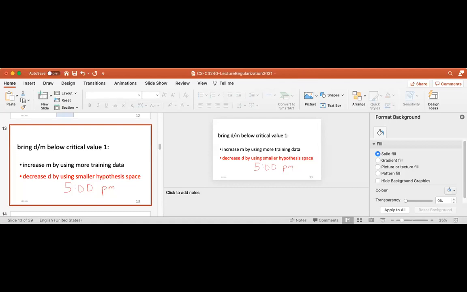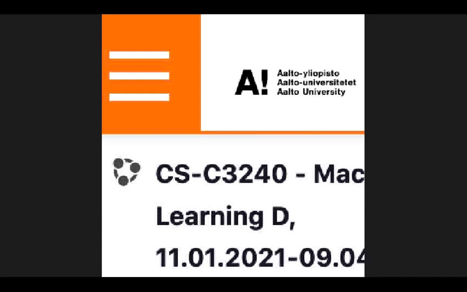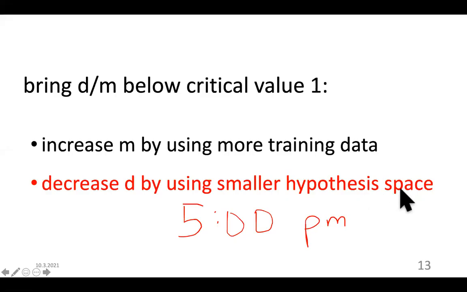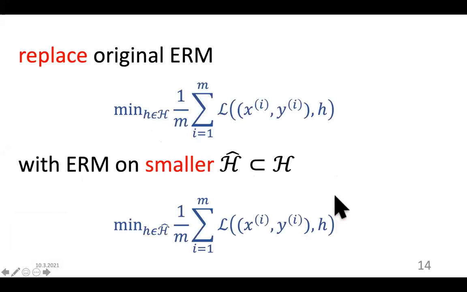Okay, so welcome back. Let's now continue with the other approach to bring down the ratio between the size of the hypothesis space and the number of training data points below the critical value 1. First we considered data augmentation, which tried to increase the number of data points in the training set. Now we try to decrease the effective dimension, or the size of the hypothesis space. And how do we do this in regularization?